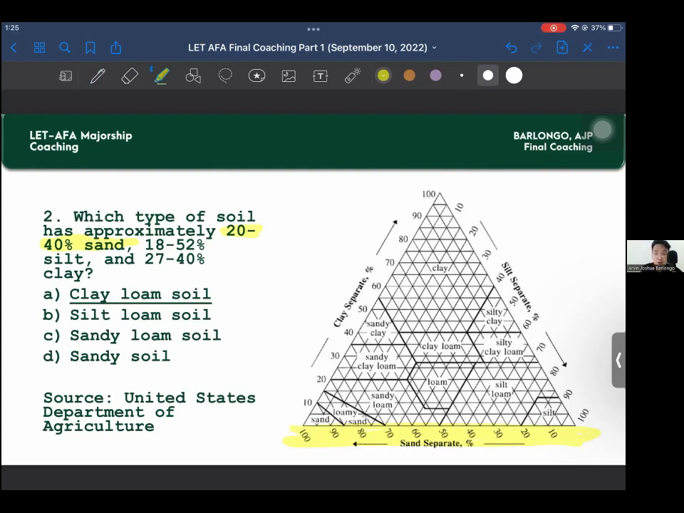Ngayon, paano ginagamit itong triangle na to? So if you are in a field tapos you are doing soil analysis, ganito siya gamitin. We will use yung tatlong sides niya, pero ito ay kulay yellow na yung gamitin natin color coding. Dito ay orange, dito ay yellow. Okay? So ang sabi, 20% to 40% sand. So, ibig sabihin, andito siya. Andito sa part na to. Diba? Then, 18 to 52% silt. Paano ginagamit ang 18 to 52? Dito. So, ganun.